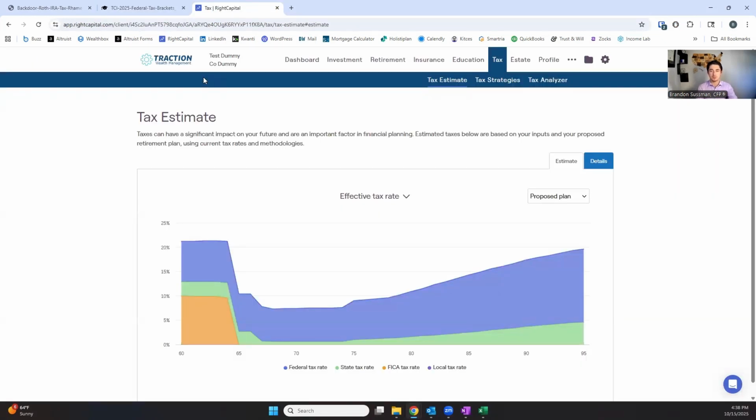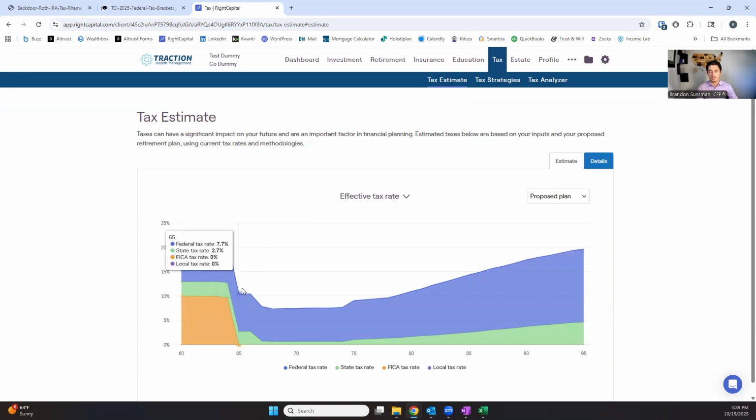This is my financial planning software that I use with clients. I have a test dummy couple here as a married couple, and they're 60 years old. They're getting ready for retirement at age 65. What we're looking at here is what their effective tax rate is going to be. They're starting with an effective tax rate right now. They're making $150,000, so they're in the upper 20s for total tax bracket percentage.